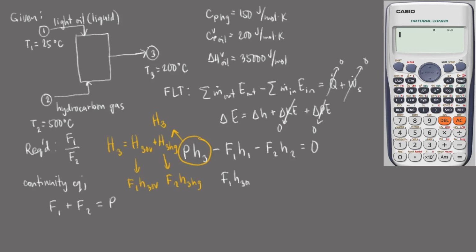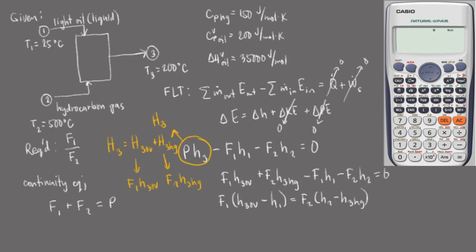oil vapor plus F2 times H3 of the hydrocarbon gas minus F1 H1 minus F2 H2 is equal to 0. Rearranging the terms and factoring out common variables, we now have F1 times H3 of the oil vapor minus H1 is equal to F2 times H2 minus H3 of the hydrocarbon gas. Remember that our required is the molar ratio of the two input streams, that is F1 over F2.